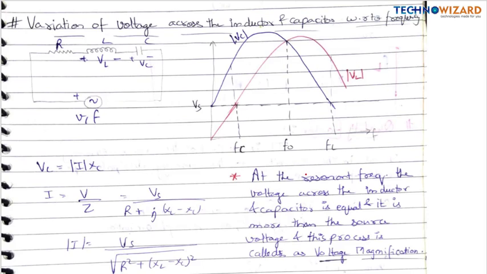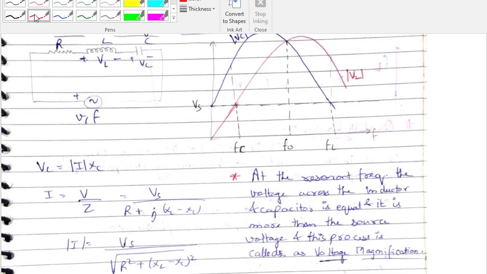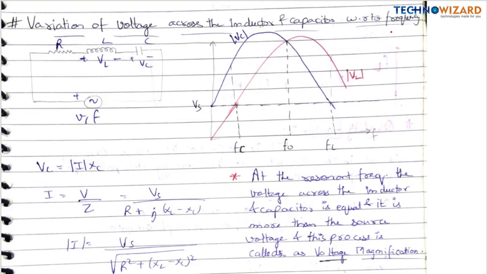Okay, so variation of voltage across the inductor and capacitor with respect to frequency. For an RLC circuit, the inductive voltage VL is equal to the capacitive voltage VC, but it is always more than the source voltage. At the resonant frequency, the voltage across the inductor and capacitor is equal, and it is more than the source voltage, and this process is known as voltage magnification.